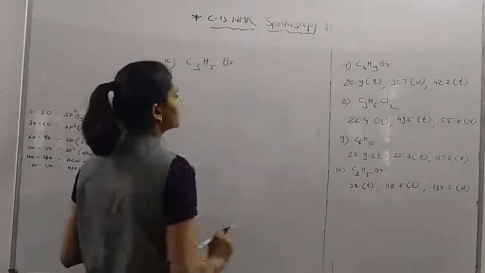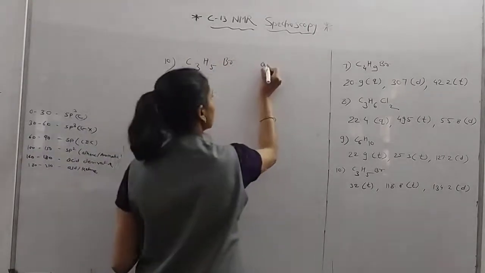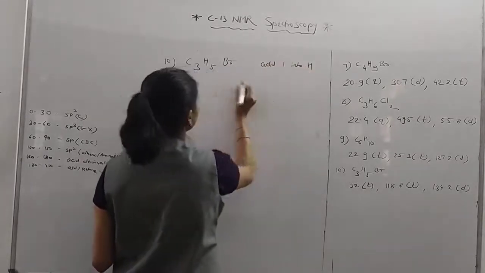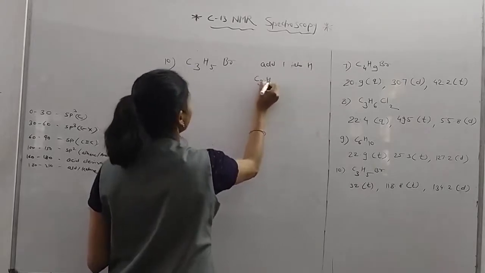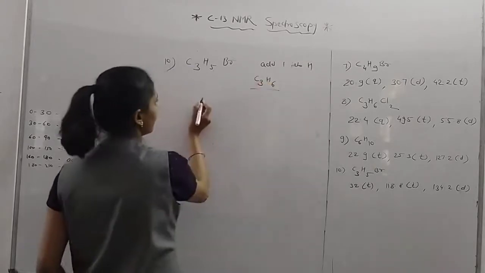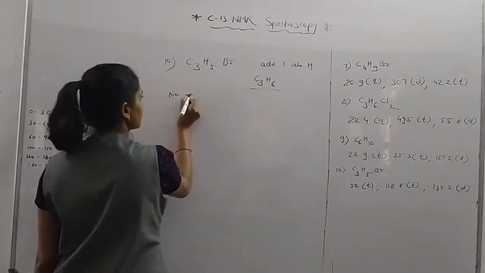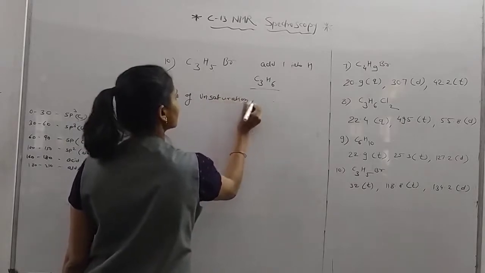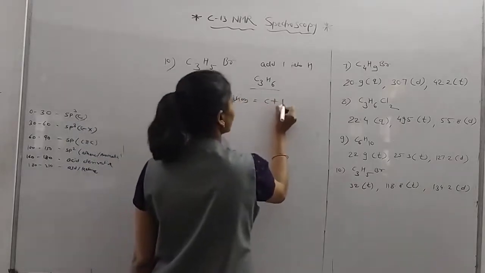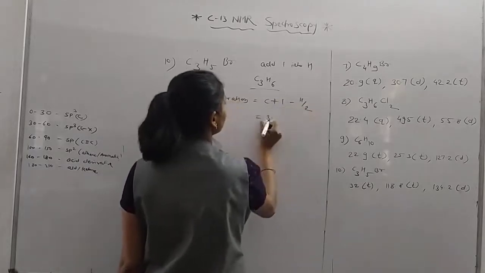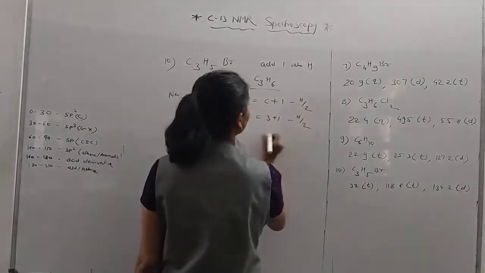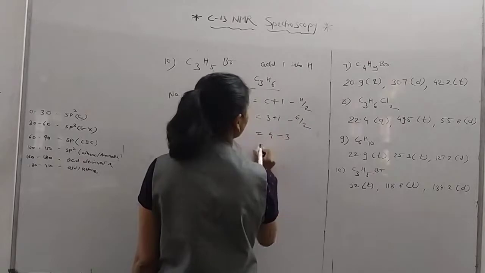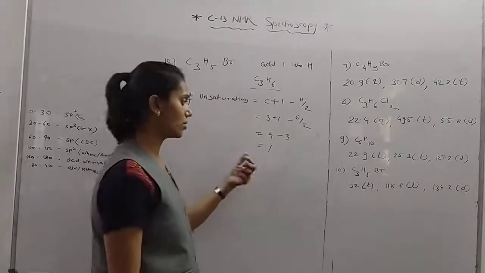C3H5Br. Okay, there is halogen, addition of 1 hydrogen in place of it. So what is the molecular formula? That's C3H6. For this molecular formula, we have to write the number of unsaturation. C plus 1 minus H by 2. Here 3 plus 1 minus H by 2. Sorry, how many H? There is 6. 4 minus 3 equals 1. There is 1 unsaturation. Okay.